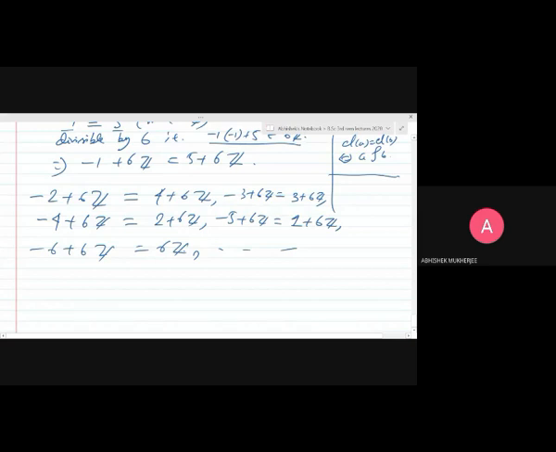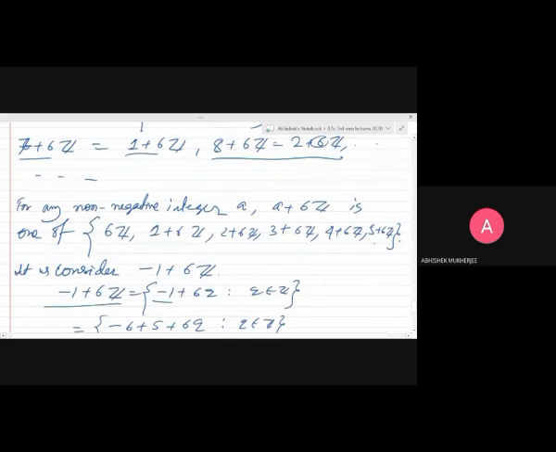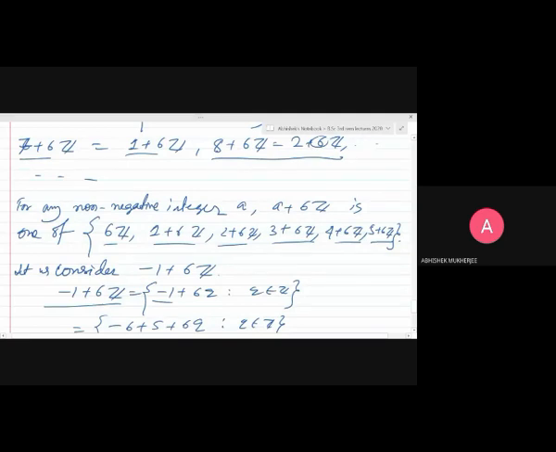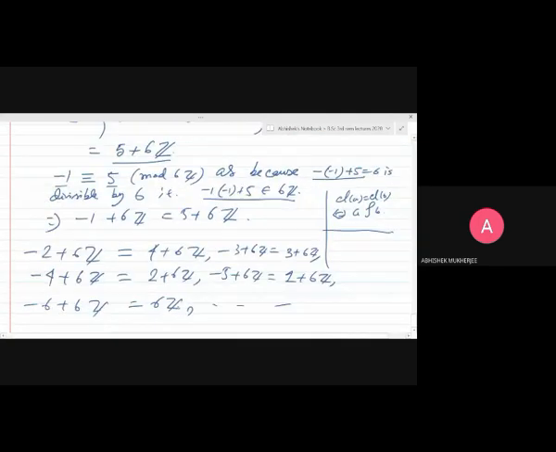Okay, so that means if you take any negative integer, then it will be one of 6z, 1 plus 6z, 2 plus 6z, 3 plus 6z, 4 plus 6z, and 5 plus 6z. So -1 plus 6z will be equal to 5 plus 6z. So it will be equal in the opposite order. -2 plus 6z will be equal to this, and this, and this, and this, and this. And then again go to 5 plus 6z. Okay, proceed in this way.